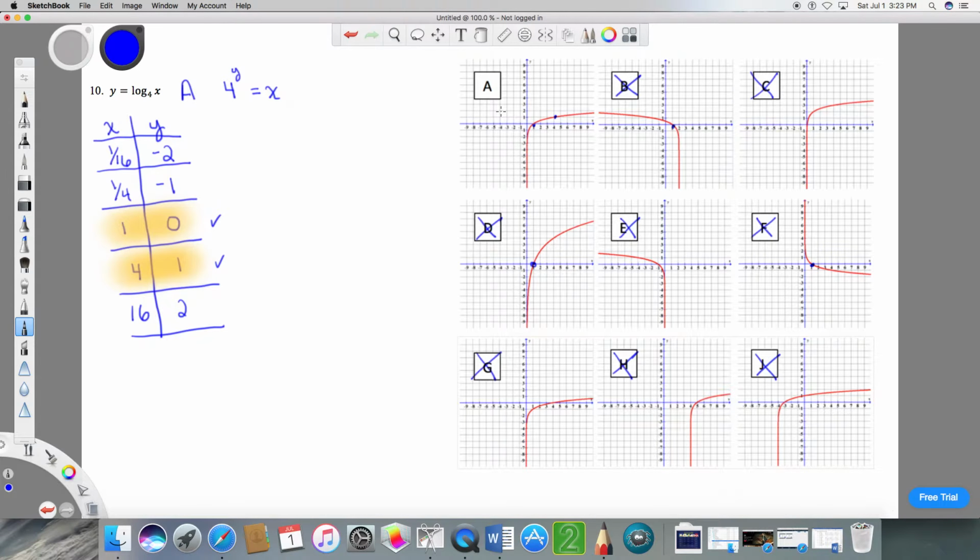So this one may be the most crucial one to get correct right off the bat.